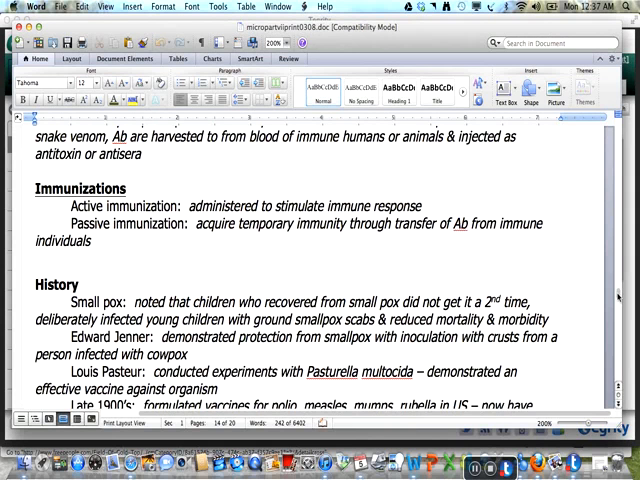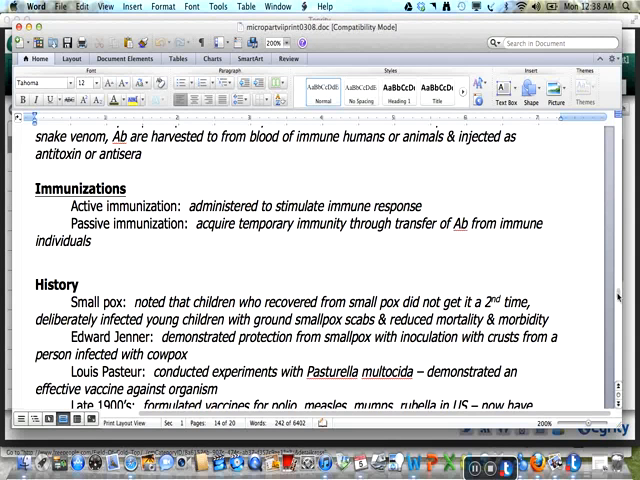Edward Jenner demonstrated protection from smallpox with inoculation with crusts from an infected person, injected with cowpox, which was antigenically very similar. Louis Pasteur conducted experiments with Pasteurella and demonstrated effective vaccines against the organism. By the late 1900s, we had formulated vaccines for polio, measles, mumps, and rubella in the United States. We now have vaccines for chickenpox, hepatitis A, hepatitis B, and others.